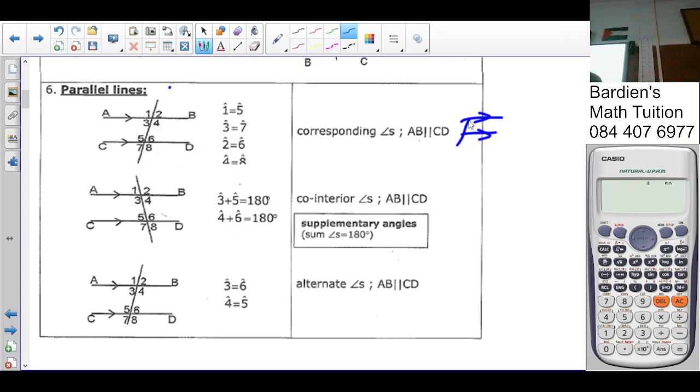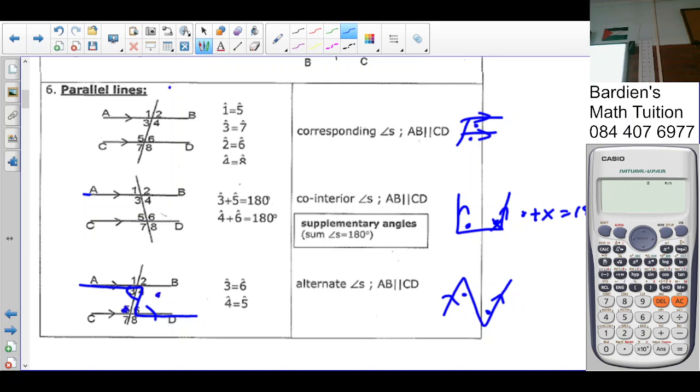Then your co-interior angles. If the lines are parallel, we know that that angle plus that angle adds up to 180. Your U is lying that way: angle 5 plus 3, or angle 4 plus angle 6, is equal to 180. So corresponding angles are equal, co-interior angles are supplementary, and of course the N, the Z, the alternate angles are again equal. Angle 3 is equal to angle 6, and angle 4 is equal to angle 5, the Z going in that direction. Any confusion there?